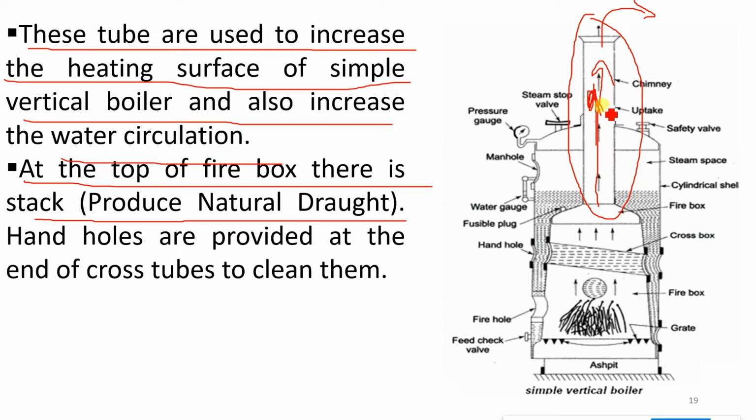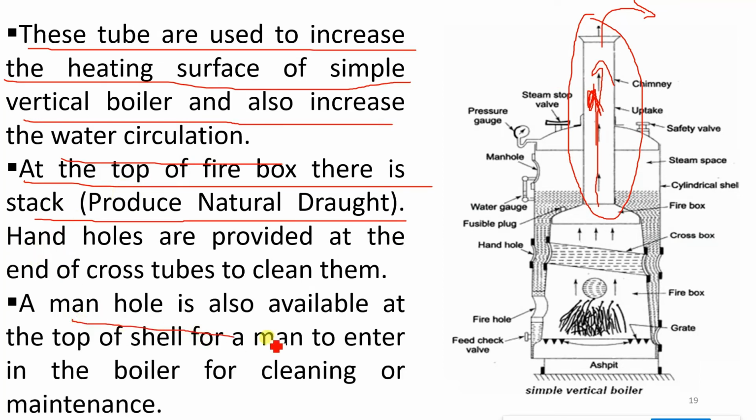In modern boilers, we use a draught system, such as induced draught, forced draught, or balanced draught. Fans are used to remove the flue gases.